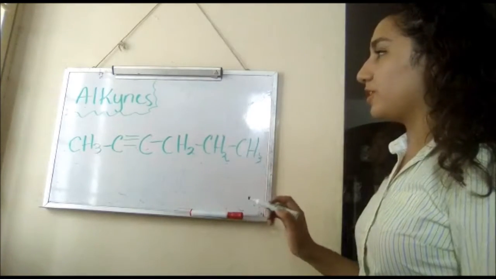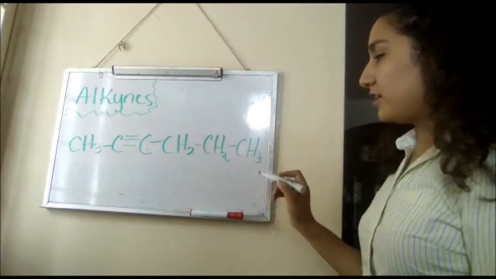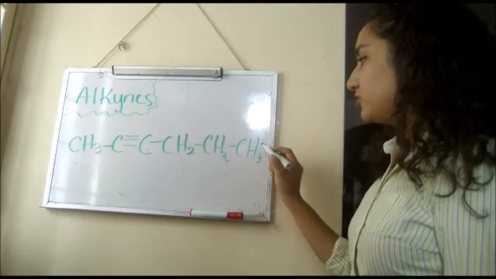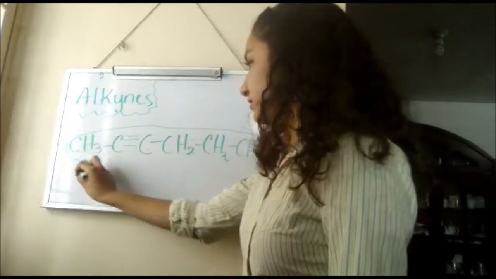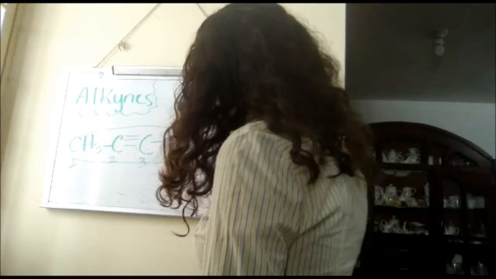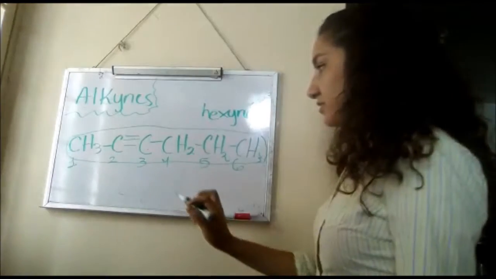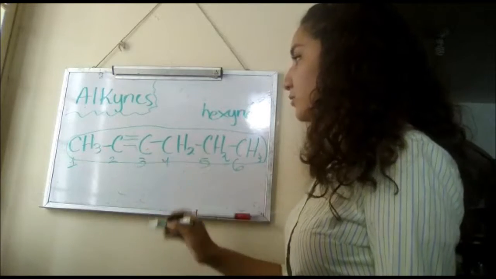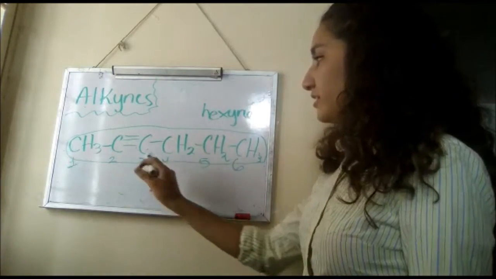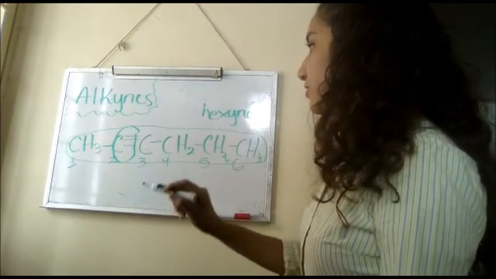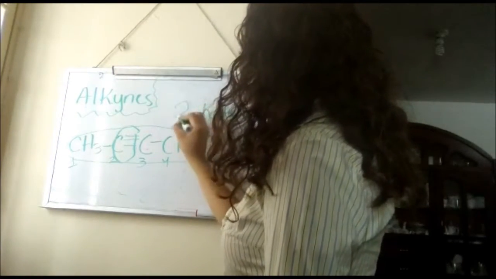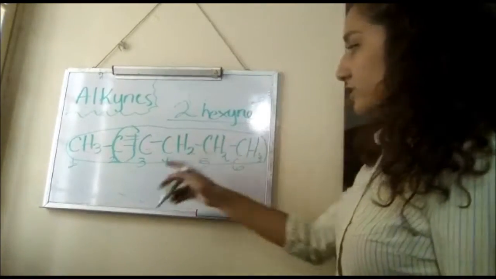So let's begin to name an alkyne. Identify the main chain of carbons, that is this. It's linear. And here we have 1, 2, 3, 4, 5, and 6 carbons. So it's a hexane. And as we know, an alkyne has a triple bond, that is on carbon number 2. So it's 2-hexyne. And here is the full name of this compound.